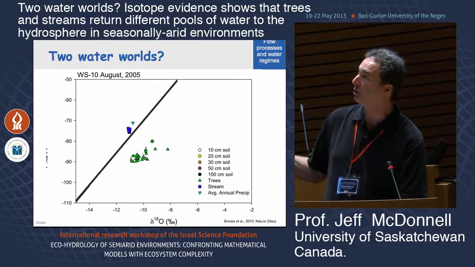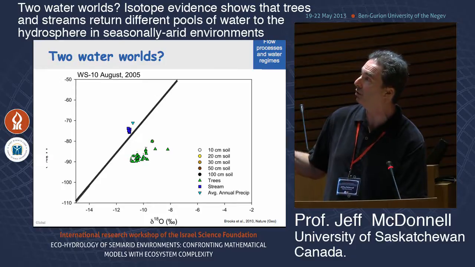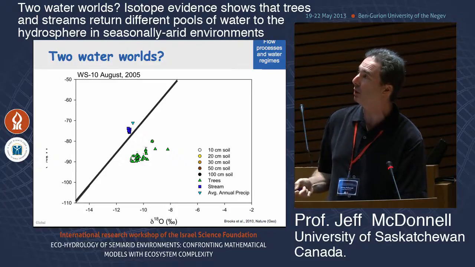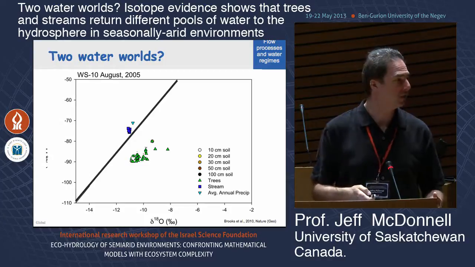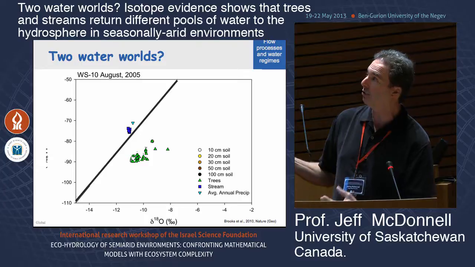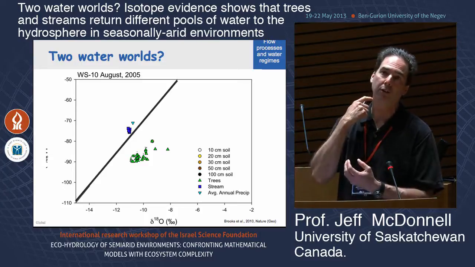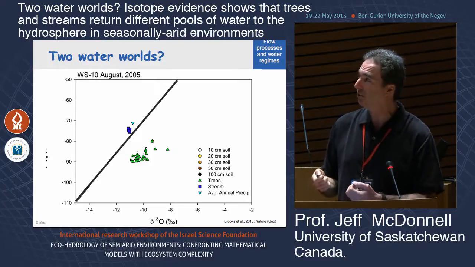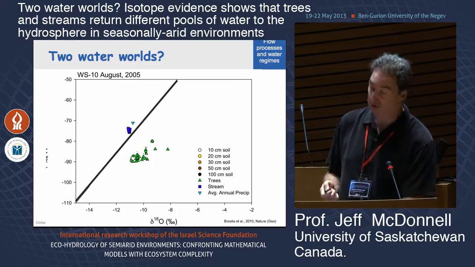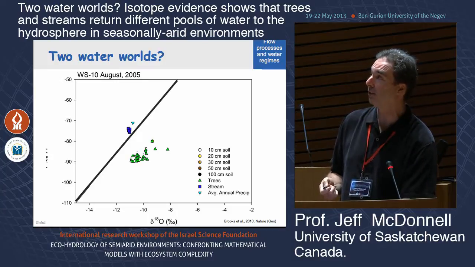And of course, the trees are using soil water. If we plot the soil water data, that now brackets the tree water data. So shallow soil water is farthest away from the meteoric water line, deep soil water becoming onto the meteoric water line. This is suggesting two different water worlds, or in other words, the water from where the trees are getting their water is not seen in the stream, and the water we see in the stream, the trees don't seem to be interested in using in this case.